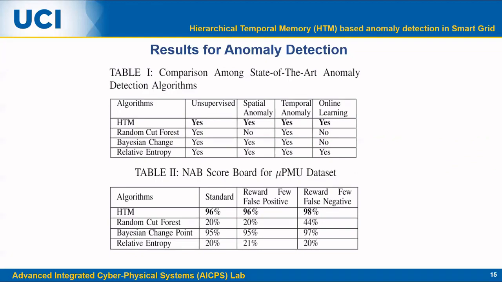We have also tabulated the anomaly detection performance by using the Numenta anomaly benchmark, which is tabulated in table 2. From table 2, we can see that the HTM has around 98% accuracy, which is higher than the rest of the 3 algorithms.